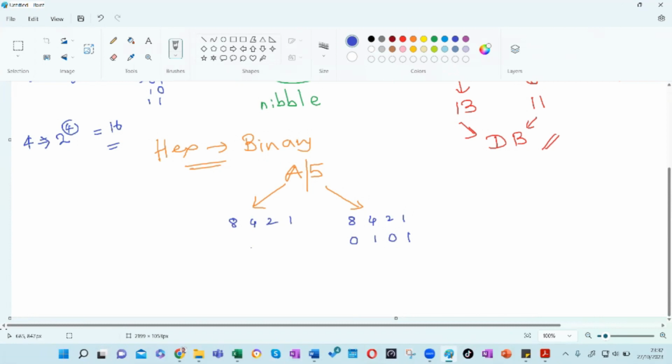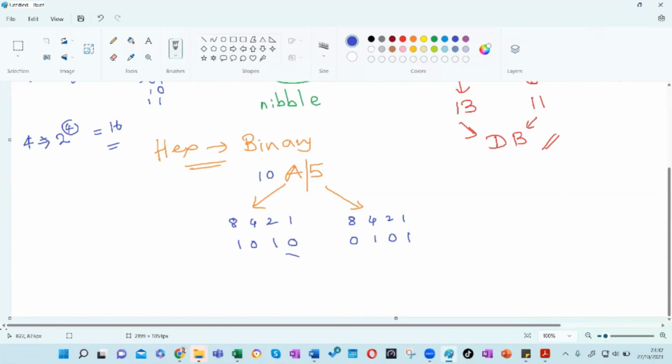This one, A. What is A, Roshda? Tiloshana, what is A? 10, yes. Okay, it's 10. So if it is 10, we have 1 eight, no 4, 1 two, no 1. 8 plus 2 is 10.